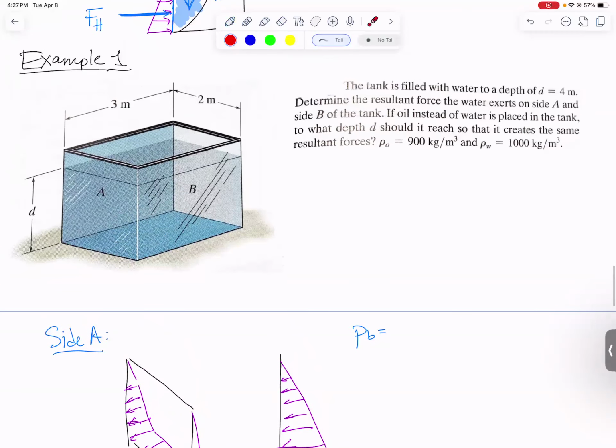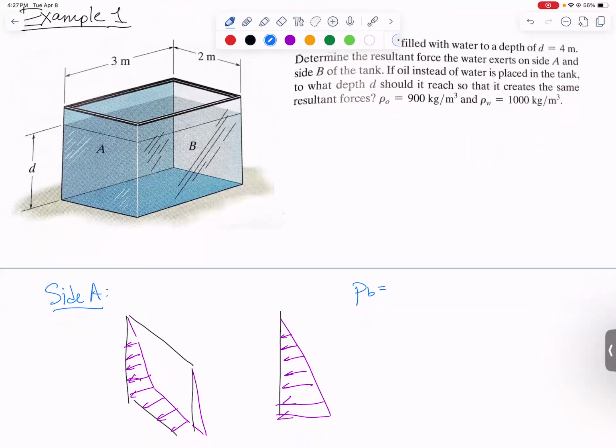What units are we dealing with? We're dealing with SI units, kilograms per cubic meter. So we're going to do rho GZ. Let's plug in some numbers. The density of water is 1,000 kilograms per cubic meter. G is 9.81 meters per second squared. And Z is the depth, which we're told is 4 meters. So the pressure at the bottom comes out to be 39,240 newtons per square meter.